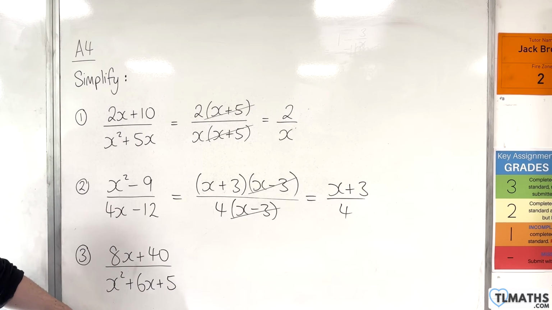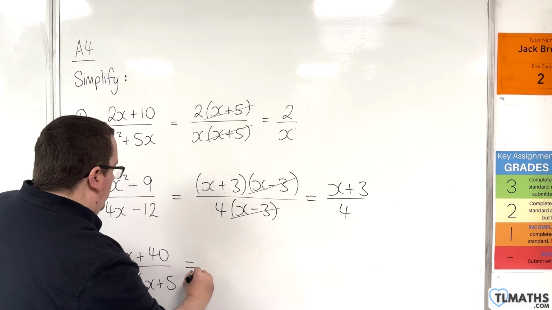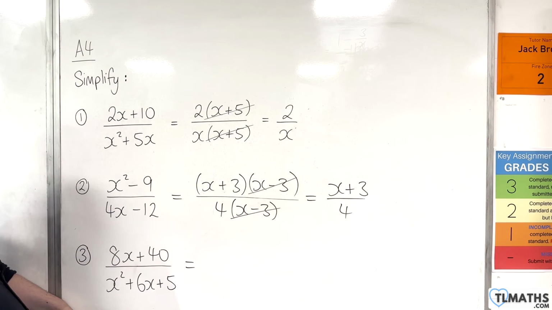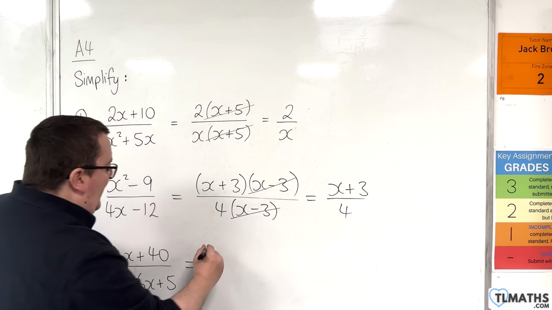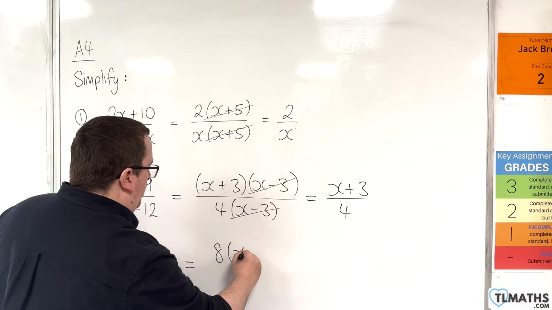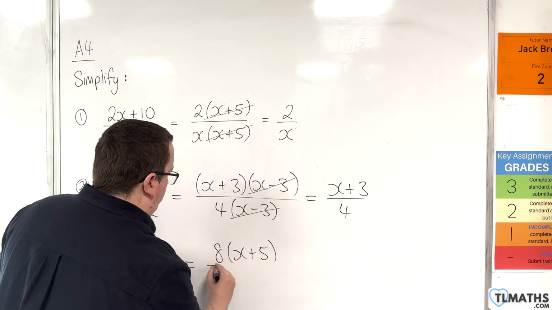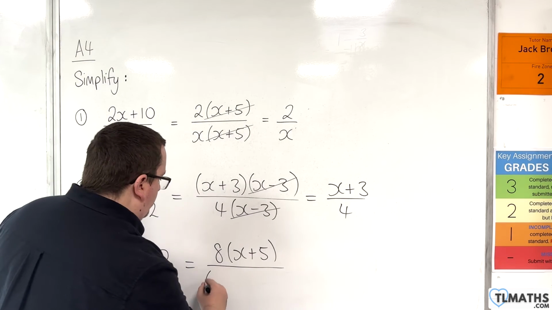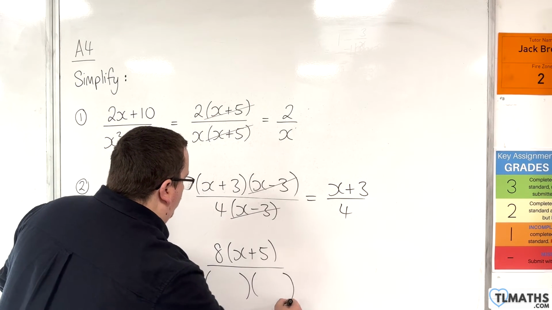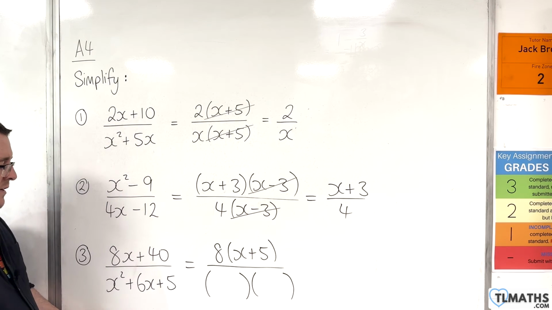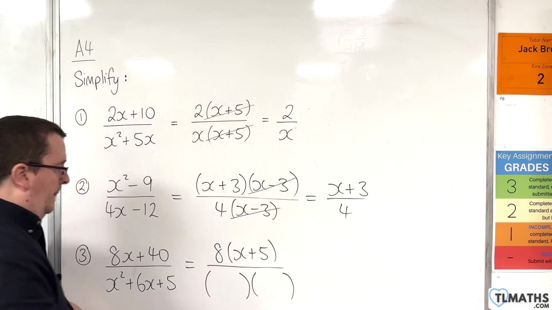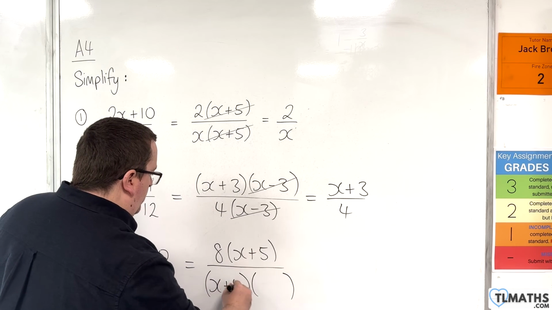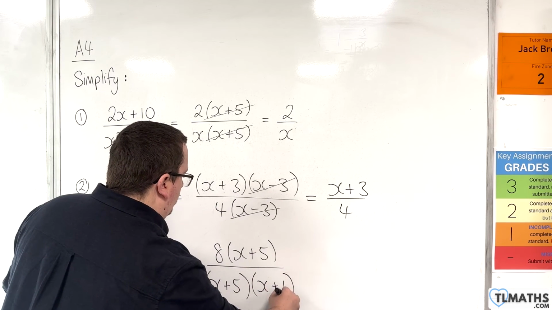Number 3, we're going to do a similar job. So the numerator, let's factorise that. We can factor 8 out, and we'll have x plus 5. For the denominator, x squared plus 6x plus 5, we can factorise that. We're looking for 2 numbers that multiply together make 5, but add together make 6. So that'd be 5 and 1. So x plus 5, x plus 1.